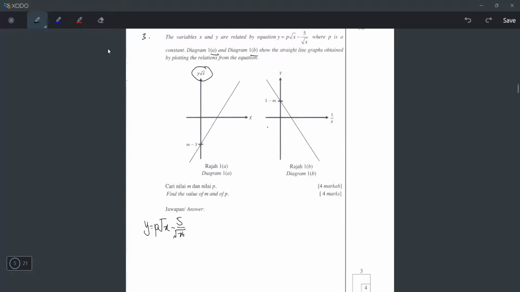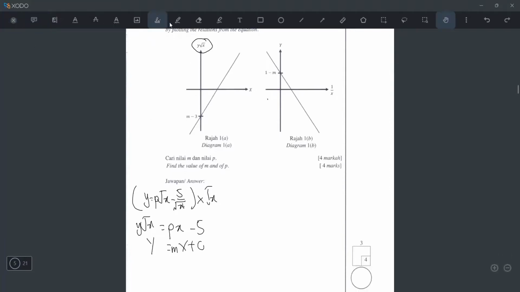We try to change it to linear form by multiplying everything by square root x first, right? So everything multiplied by square root x. What's square root x times square root x? x, right? And then what's 5 over square root x times square root x? So you cancel already, so it's 5. And then it becomes linear form already, y equals mx plus c. And you can see clearly what's my m and what's my c. Okay, my y-axis will be what?